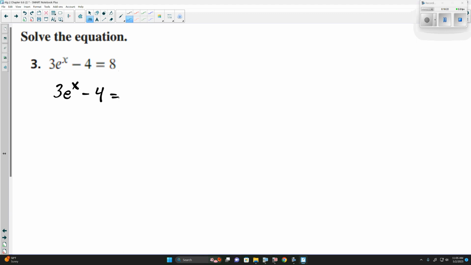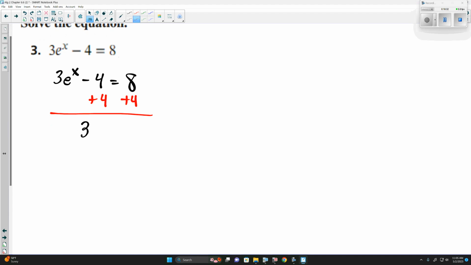3e to the x minus 4 is equal to 8. So the first thing we need to do is get e by itself. So we're going to add 4 to both sides, giving 3e to the x is equal to 12. Then we would divide by 3, telling us that e to the x is equal to 4.